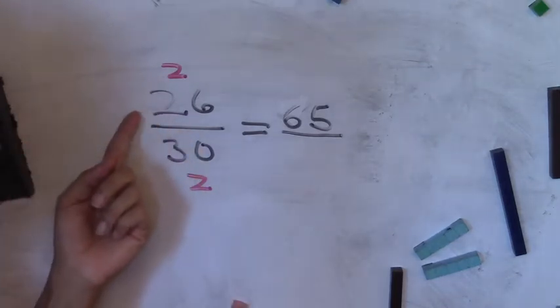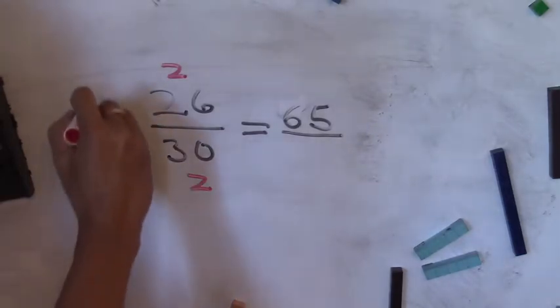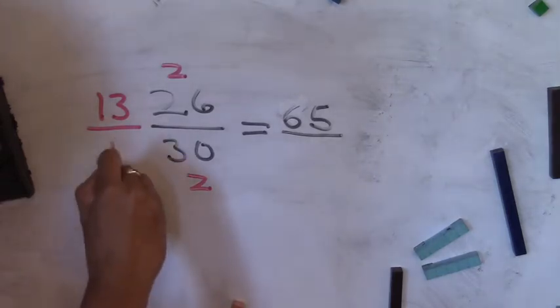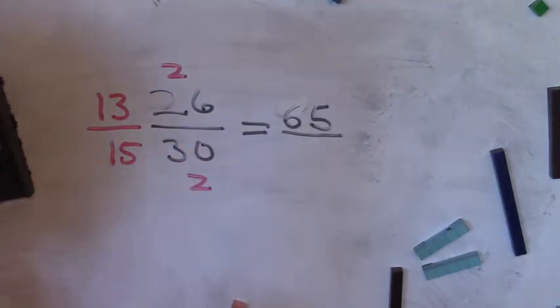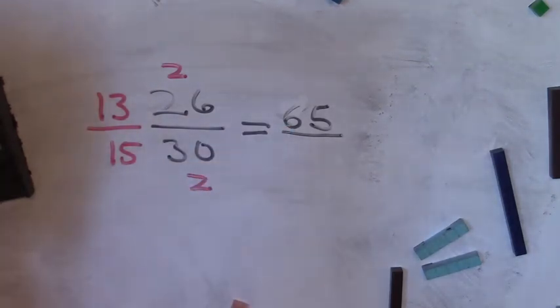So, how many 2s in 26? 18. Try again. 18 2s? 13. 13. I like it. How many 2s in 30? 15. Alright. It's a fun game. Now, what times 13 is 65? That's how you do it.